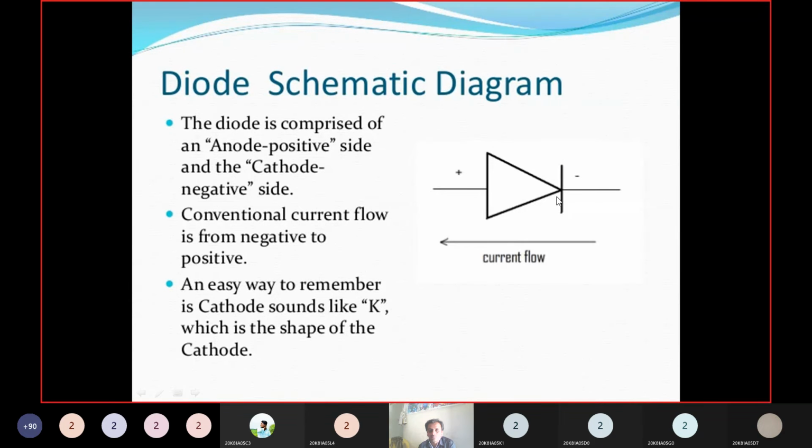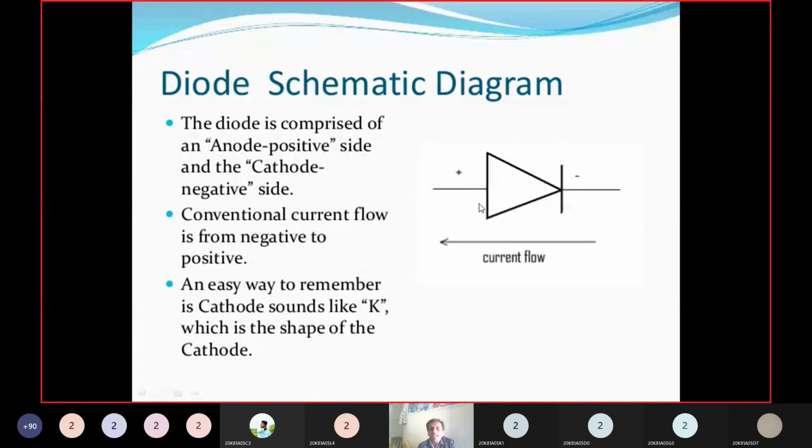Okay, so how to remember this: cathode, how to pronounce it, starts with k, like k na. The cathode's symbol is the opposite direction of k, the opposite side of k. Based on that, you can simply remember this is the cathode. Its pronunciation starts like k. That's why we can simply remember that this is a cathode.